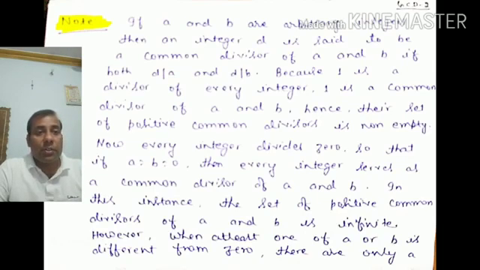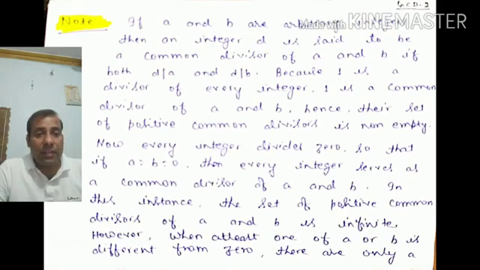Now, 1 is a divisor of every integer, so 1 is a common divisor of a and b. It is obvious that 1 will divide every integer, so 1 will be a common divisor for any two integers. Hence their set of positive common divisors is non-empty. According to this, the set of positive common divisors will be non-empty. It means that 1 will always be available, which divides every integer.